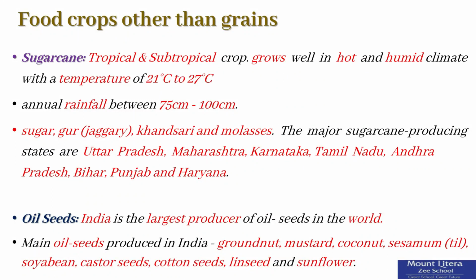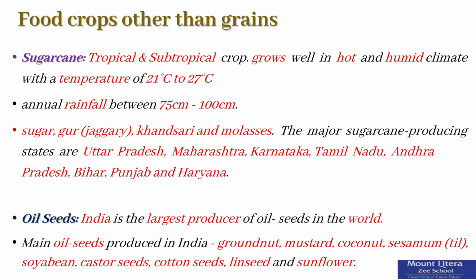The next topic is food crops other than grains. Sugarcane. It is a tropical as well as a subtropical crop. It grows well in hot and humid climate with a temperature of 21 degrees Celsius to 27 degrees Celsius and an annual rainfall between 75 centimeters to 100 centimeters. India is the second largest producer of sugarcane, only after Brazil. It is the main source of sugar, gur, jaggery, kansari and molasses.